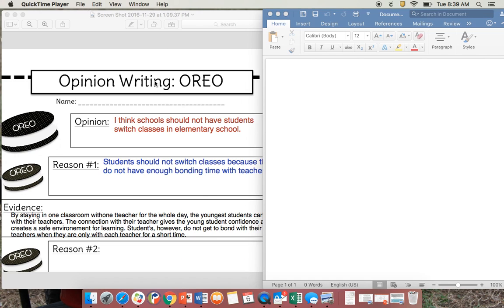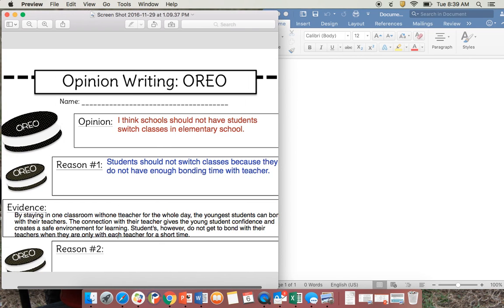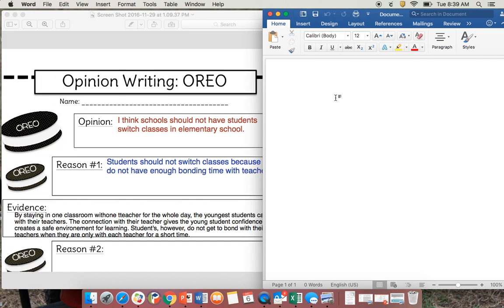This is the opinion Oreo writing graphic organizer that we started to complete in our live lesson last week, and then on your own it was your responsibility to finish completing it. We came up with an opinion, which was that we think schools should not have students switch classes in elementary school. We found one reason along with evidence to support our reason, and your job was to find 2 more reasons with evidence and the conclusion. So what we're going to be doing today is taking this graphic organizer and turning it into an essay.